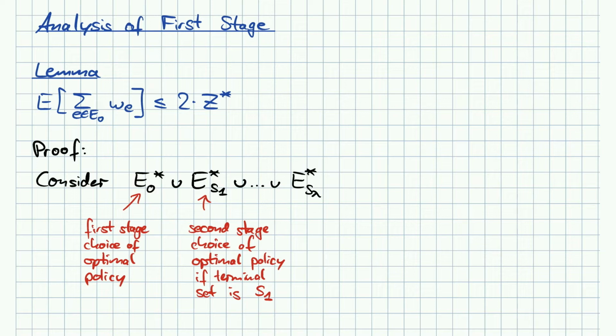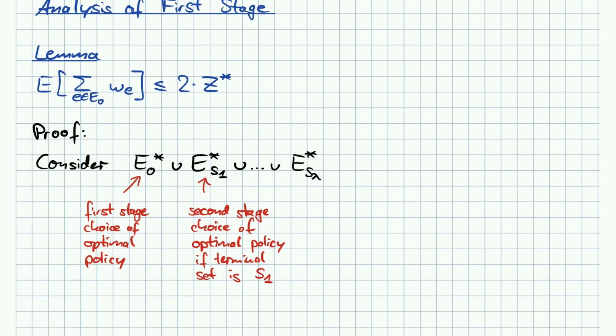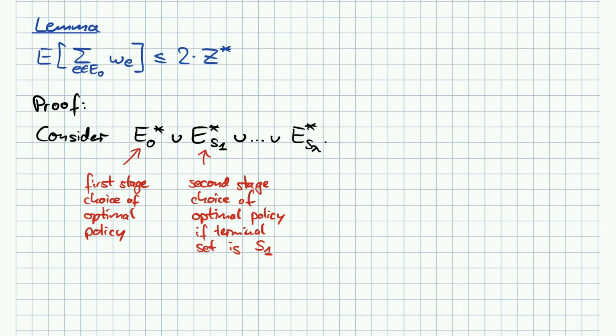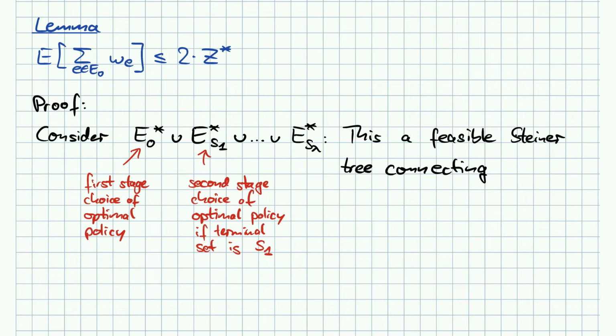So what do we know about this? This is a feasible Steiner tree connecting all of S1 union S2 and so on up to S lambda to the root.